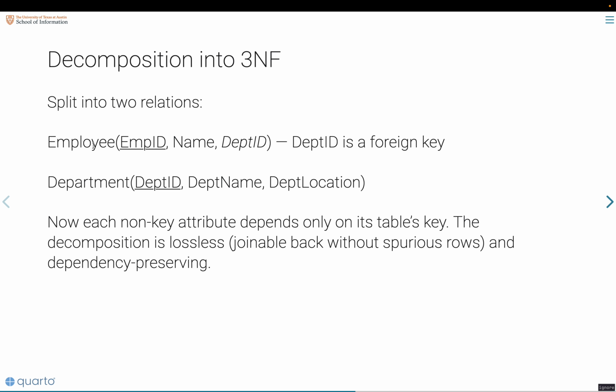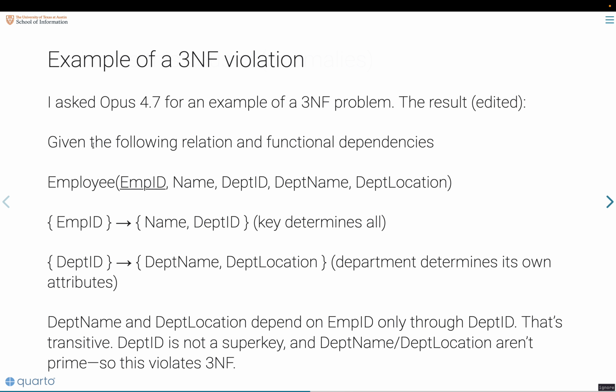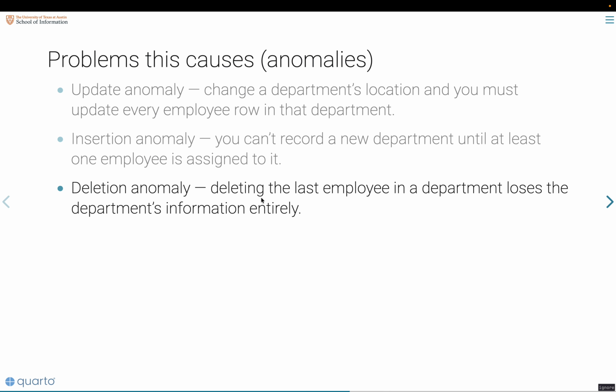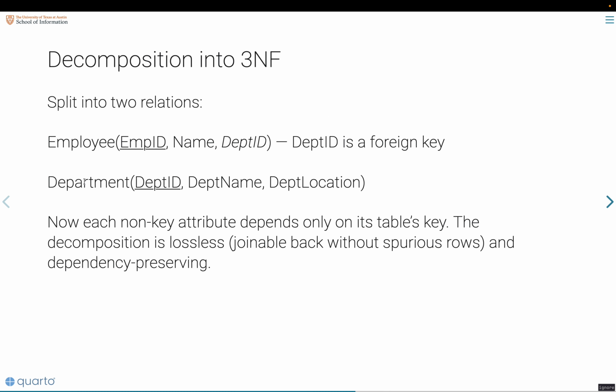So instead of this relation here, we have two relations, employee and department. Good. So you see that the process of normalization typically involves making narrower but longer tables. So think that the ideal table is tall and skinny instead of short and fat.